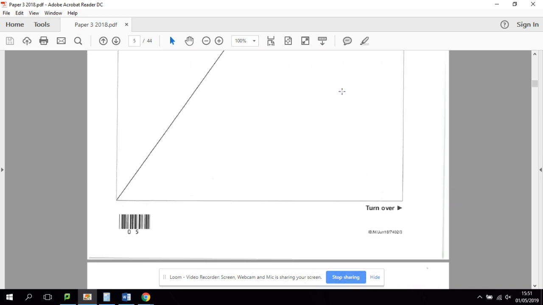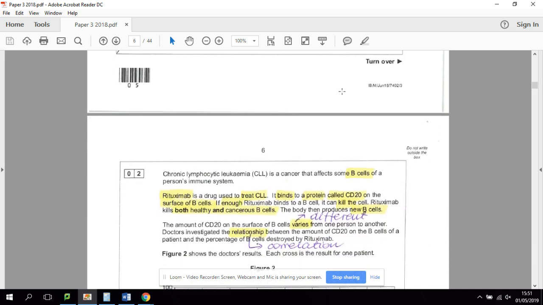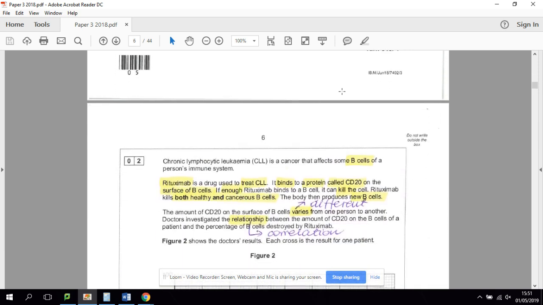Right, question number 2. Question number 2 is another long story to read. Okay, so we've got CLL is a cancer that affects some B cells, and a drug is used to treat the CLL. It binds to a protein called CD20 on the surface of B cells, and if enough of that drug will bind to a B cell, they will kill the cells. But what's the problem with the drug? Is the fact that they can kill both healthy and cancerous B cells. So the body then will produce new B cells.